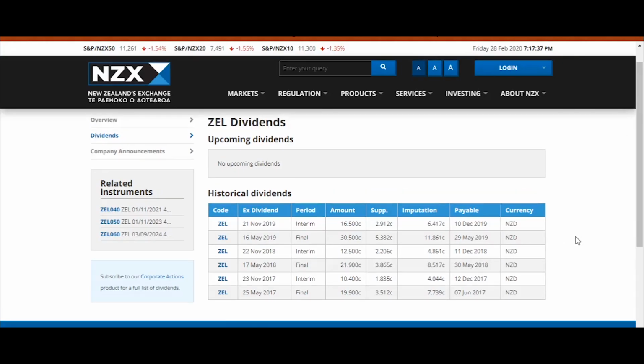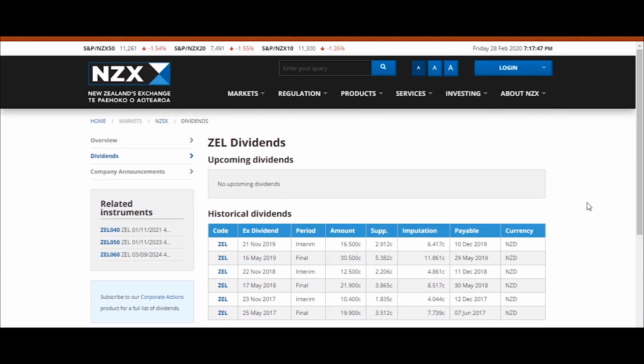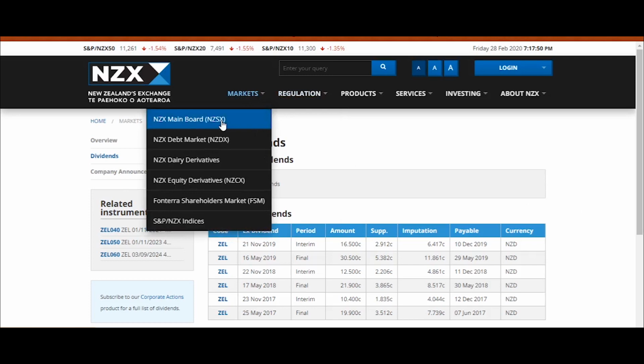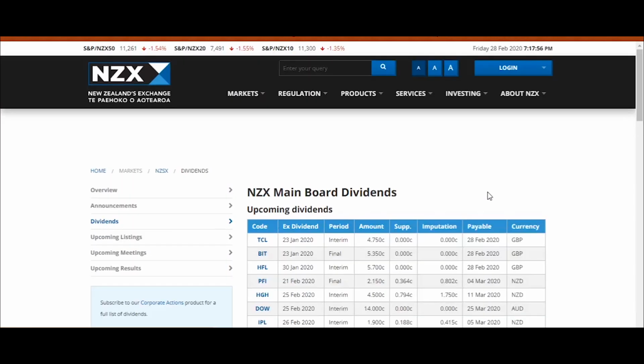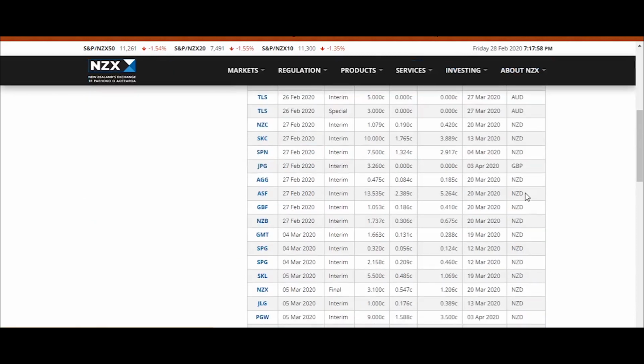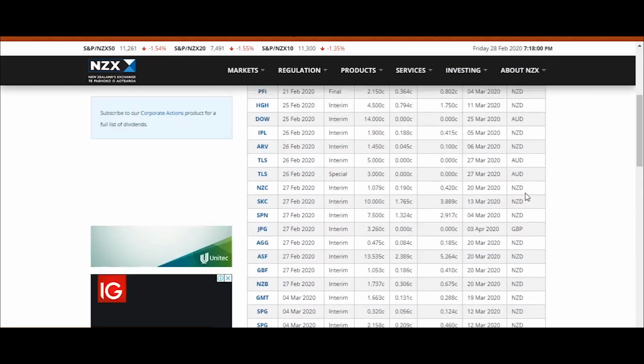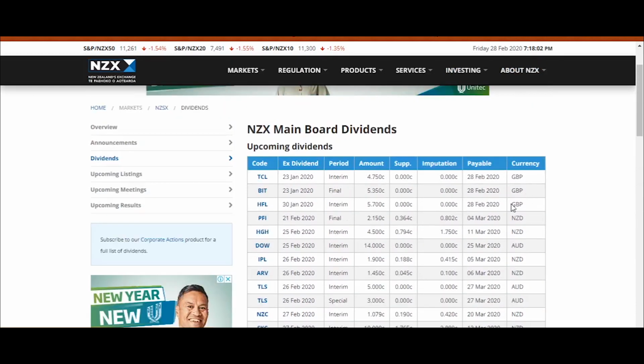Just one last thing before I go. If you want to know which companies have upcoming dividends, then you can go up here to markets, click on the main board, and then on the left hand side, click on dividends. Then you'll see all the companies that have dividend payments coming up with the ex-dividend date, amount, and all the other stuff we just talked about.